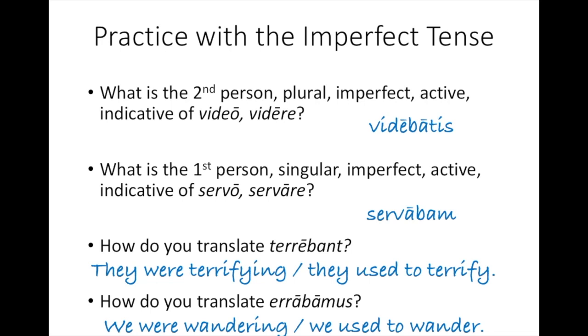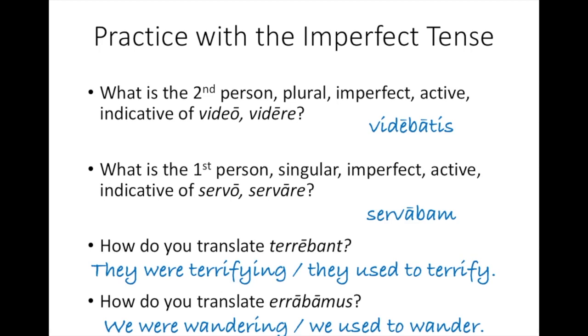You're right if you said that the second person plural imperfect active form of video, videre is videbatis, because you have to add the BA for your imperfect tense and TIS for your second person plural to your stem and stem vowel, so videbatis. For the first person singular imperfect active indicative form of servo, servare, you're right if it's servabam. The BAM tells you it's imperfect in first person and singular.